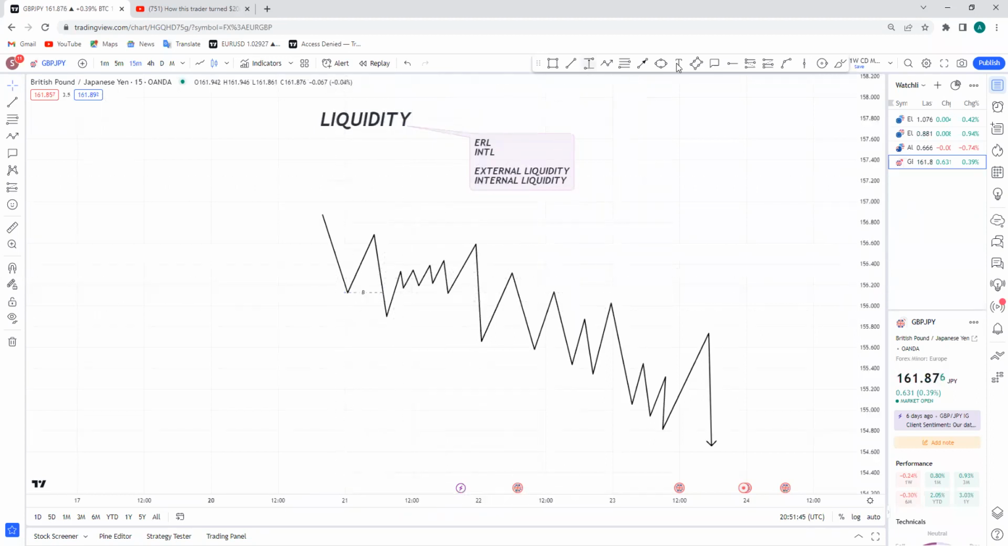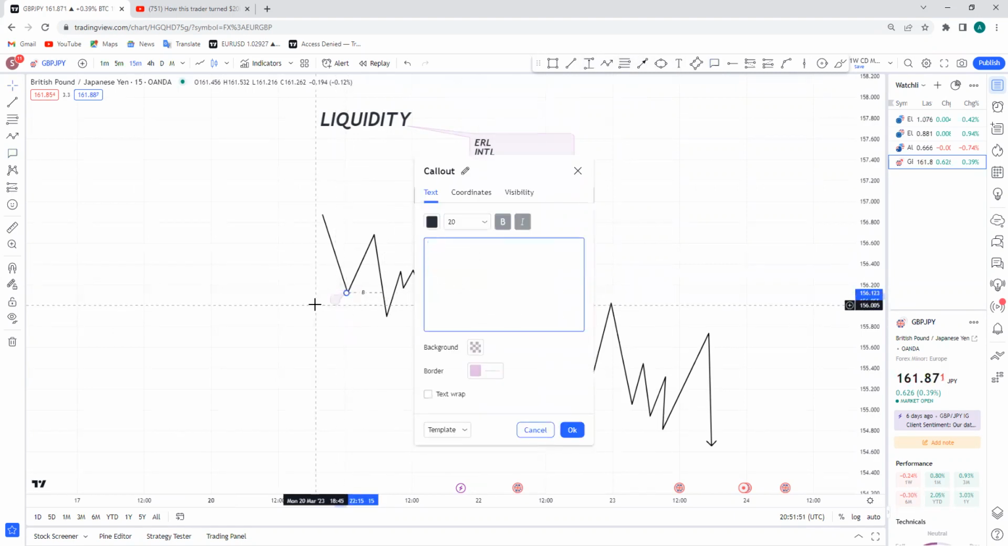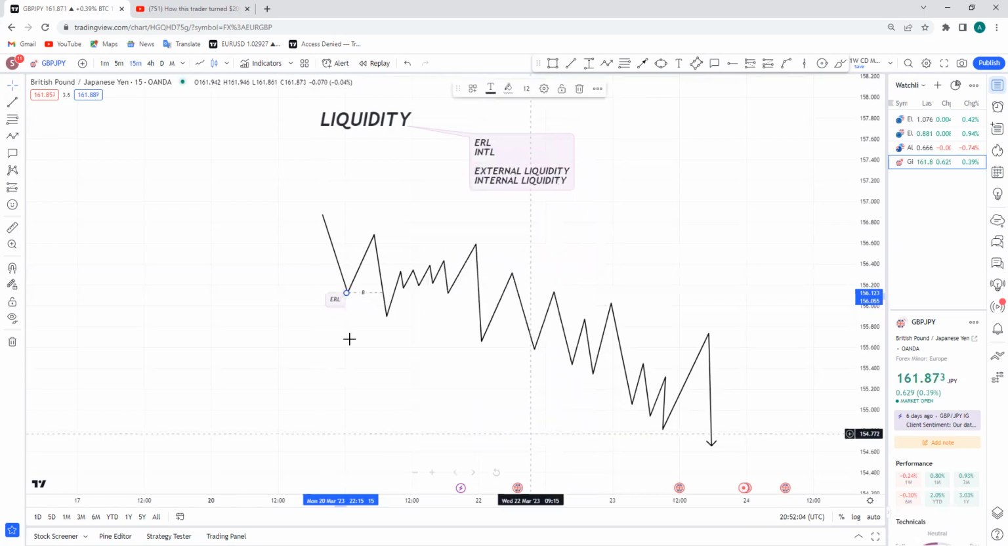This leg is also known as the external liquidity. Let me shorten it this way. External liquidity is known as the target. It is the liquidity, the leg you are expecting price to raid for you. So this is a liquidity.